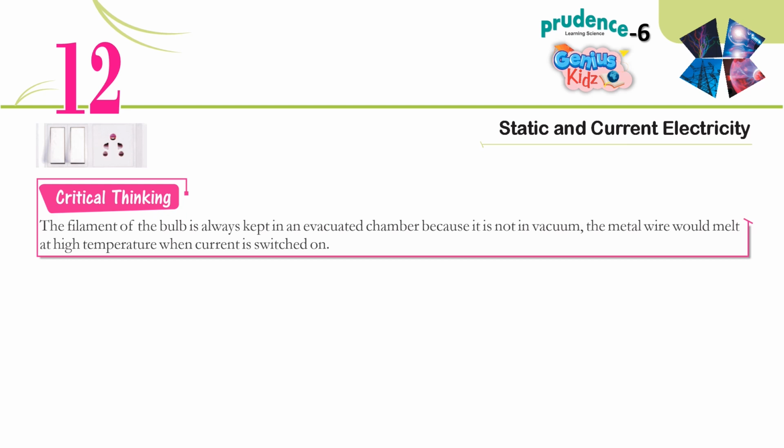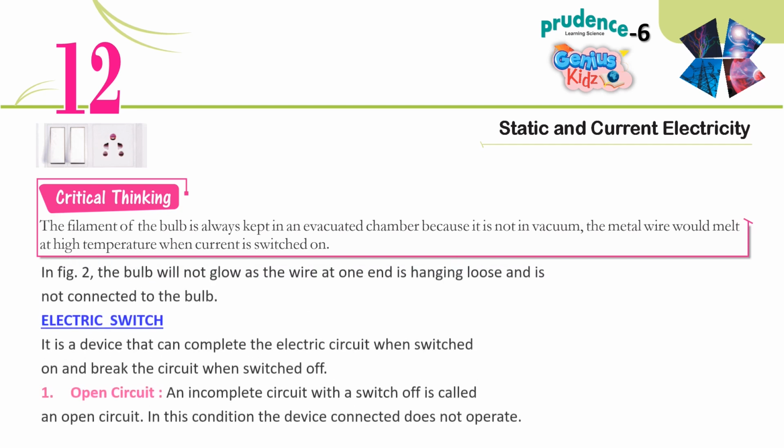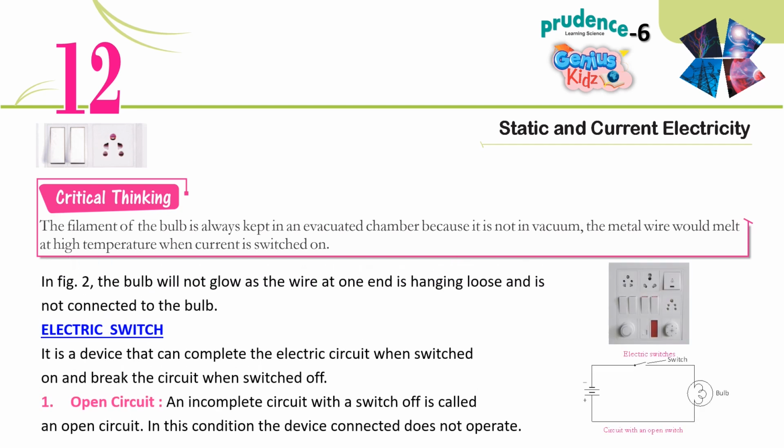Critical thinking. The filament of the bulb is always kept in an evacuated chamber because if it is not in vacuum, the wire would melt at high temperature when current is switched on. In figure 2, the bulb will not glow as the wire at one end is hanging loose and is not connected to the bulb.